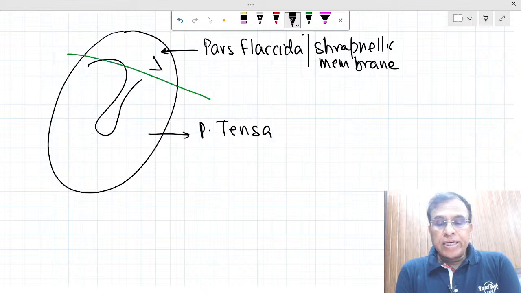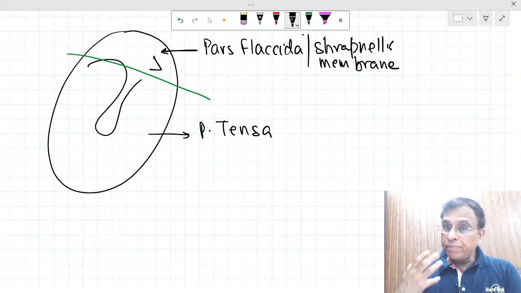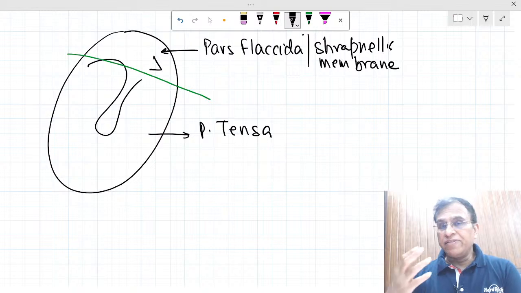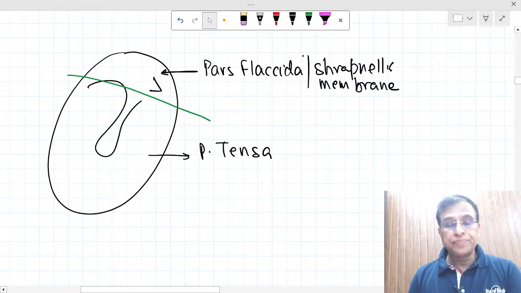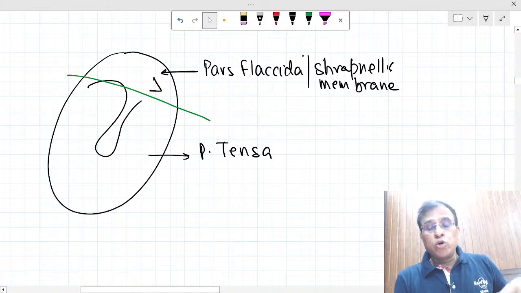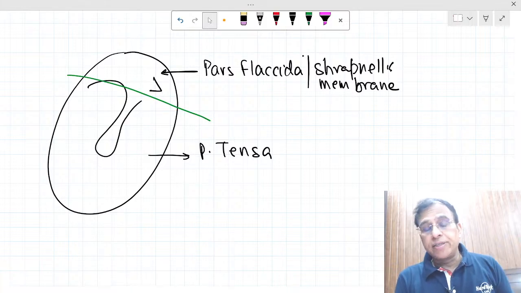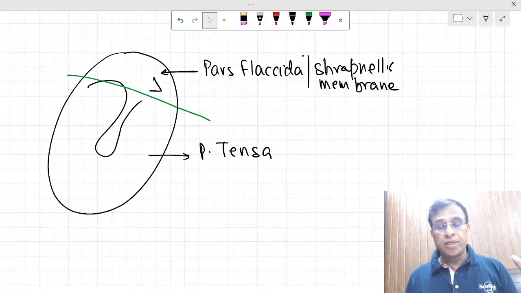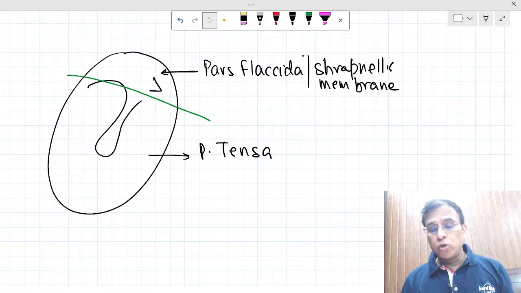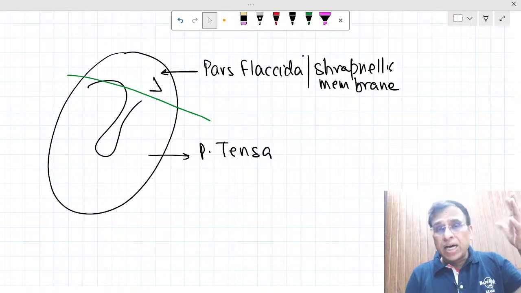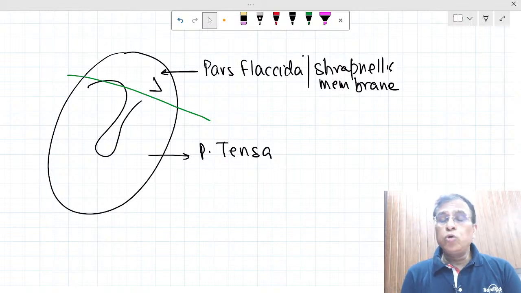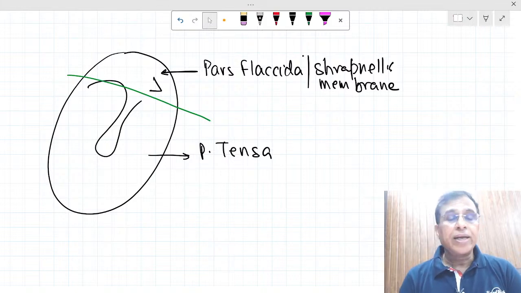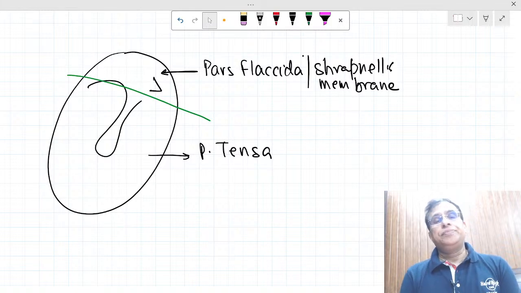Now there are 2 questions here. If it is the same membrane, why do different parts have different names, flaccida and tensa? Because if you examine the membrane, they look different. Tensa means tight. So this lower larger part of the membrane looks like a very tight membrane, so tensa. And the upper small part looks very loose, dhila dhala, loose. Flaccid means loose, flaccida. The look is different and therefore the names are different.